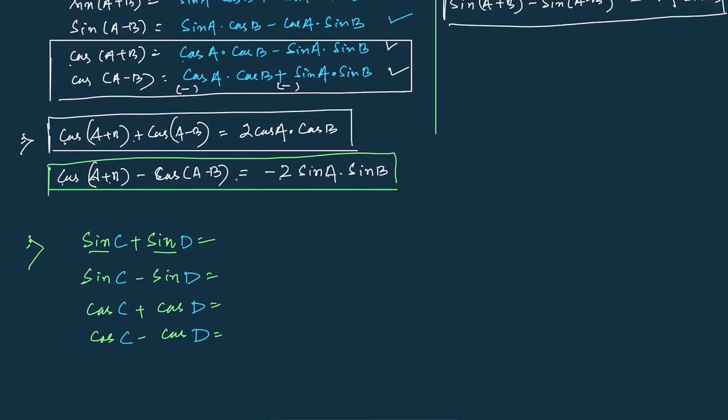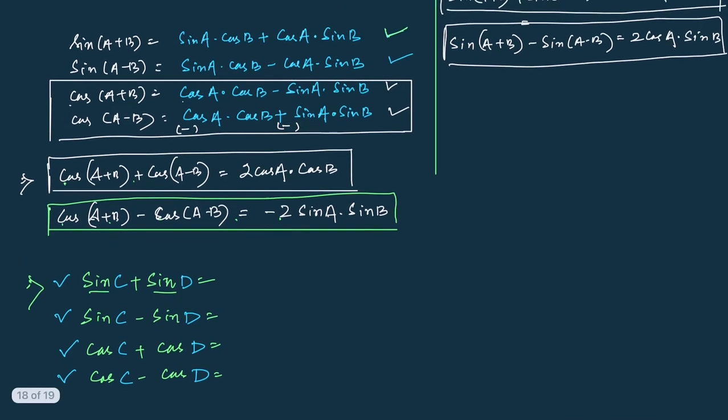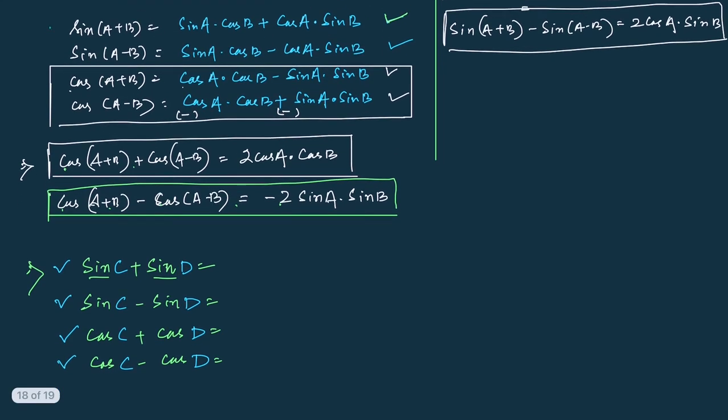Okay, now we can find the formula for sin c plus sin d, sin c minus sin d, cos c plus cos d, and cos c minus cos d. We know this from this formula. I'm assuming that you remember this formula. So from this formula we can derive the formula for sin c plus sin d, sin c minus sin d, cos c plus cos d, cos c minus cos d.